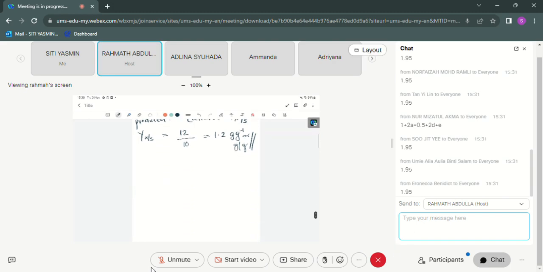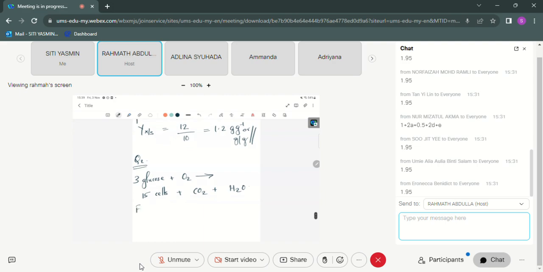Now for the next question, which is question number 2 related to this one. We have 3 molecules of glucose plus oxygen, and then it produces approximately 15 cells. Actually, it's hard to count the cells, but it is a hypothetical question. 15 cells plus the end products, carbon dioxide and water. Now, my question is find Y X over S.